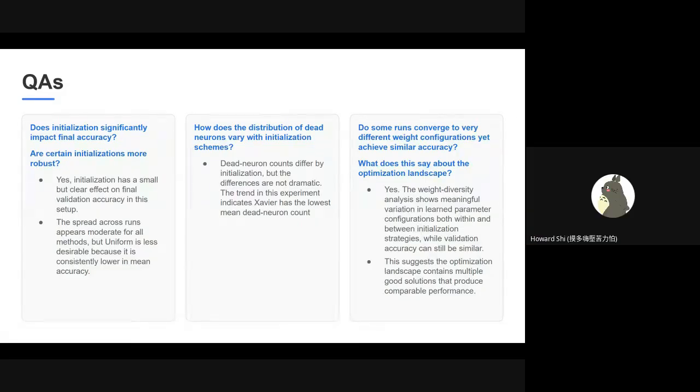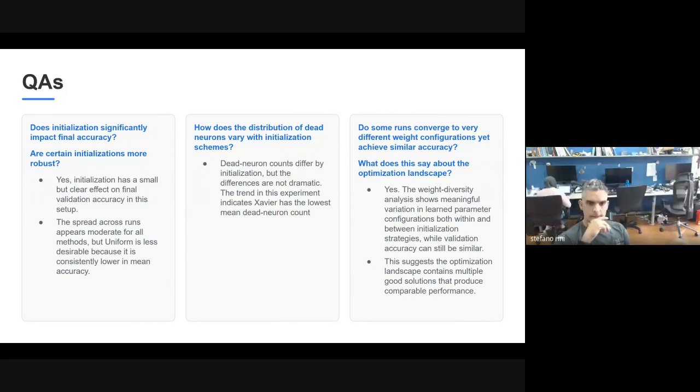And do some runs converge to very different weight configurations, yet achieve similar accuracy? Yes, the weight diversity analysis shows meaningful variation in learned parameter configurations between initialization strategies, while validation accuracy can still be similar. Okay. Very good. Next page.